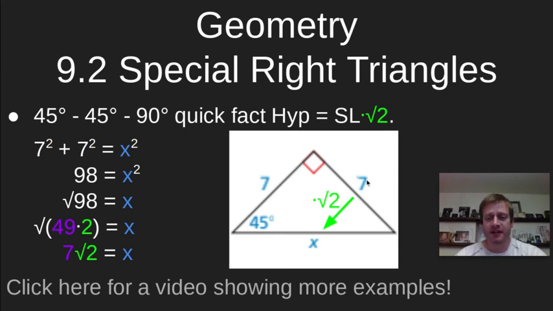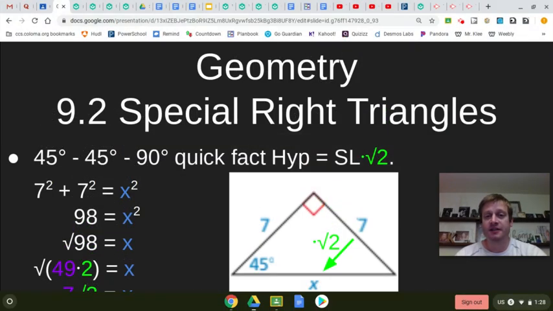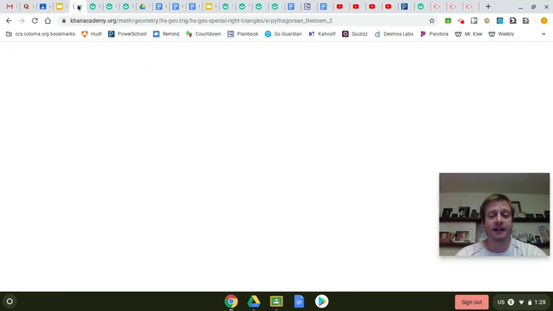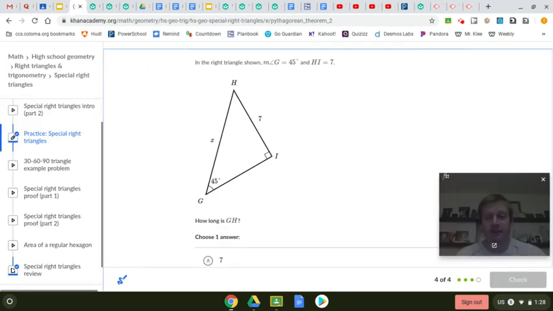And if I have the leg, 7 times root 2 is going to give me the hypotenuse. If I have the hypotenuse, dividing by root 2 is going to give me the leg. And if you stop and think about it, 7 root 2 divided by root 2, the root 2 cancels out, you're back to that 7. So now let's take a quick look at a Khan Academy problem that ends up being very, very similar.